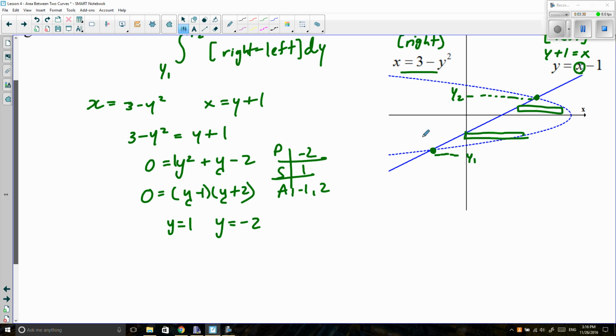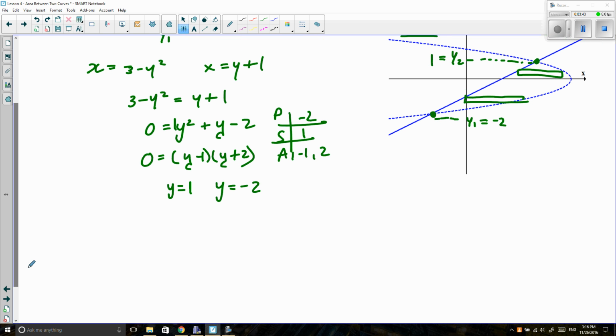So what makes sense here is that y1 should be negative 2 because it's a smaller value, and y2, which is my upper limit, should be positive 1. Okay, so now that we know where they cross each other, we can set up the integral.